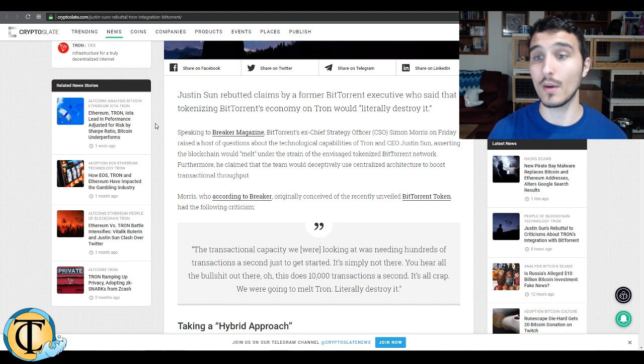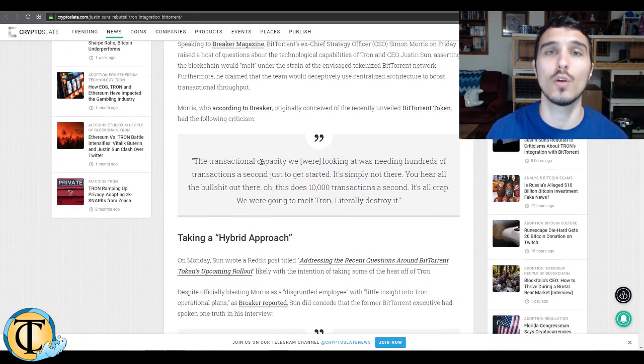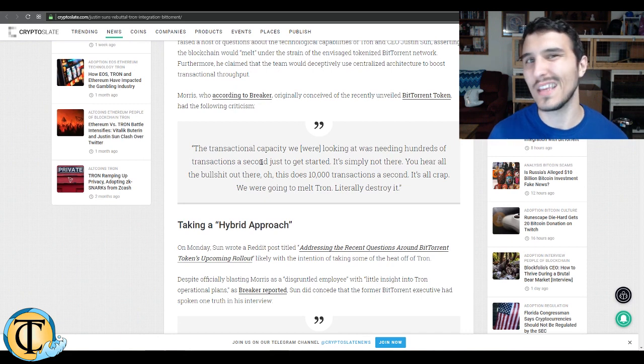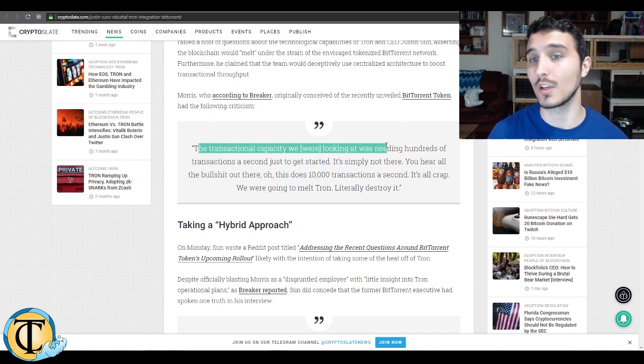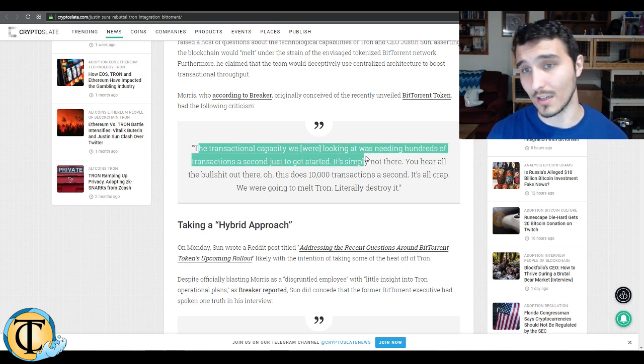Well, the big takeaway here is Simon Morris, an individual who is the ex-chief strategy officer of BitTorrent, has raised a host of questions regarding how Tron is going to implement BitTorrent onto its network, simply because the amount of throughput necessary to run BitTorrent on the Tron network is just incompatible. So, quote from Simon Morris, the transactional capacity we're looking at was needing hundreds of transactions a second just to get started. It's simply not there.